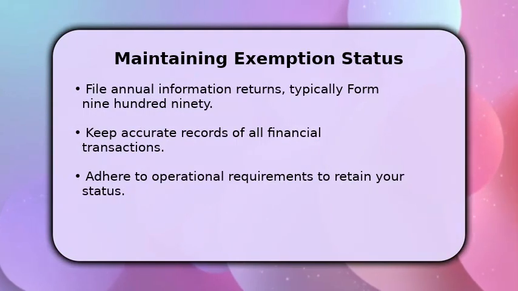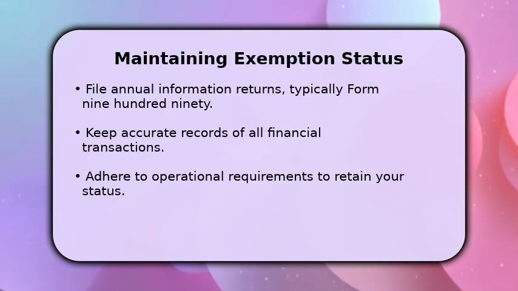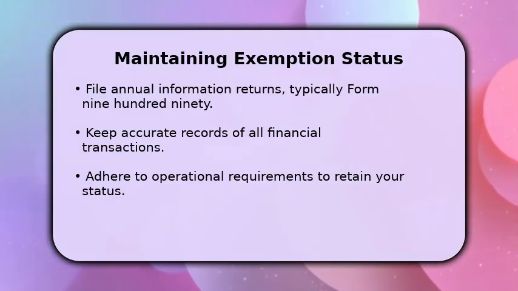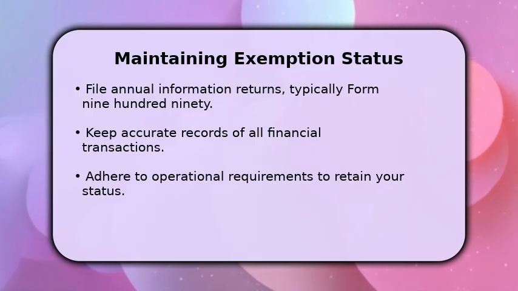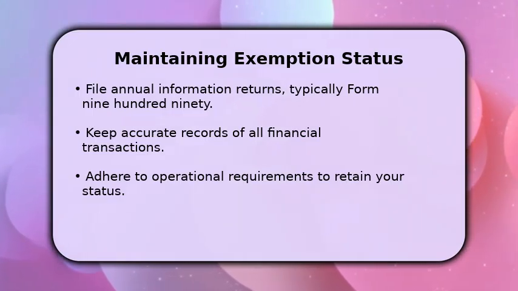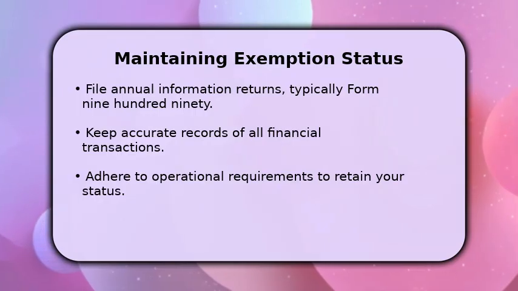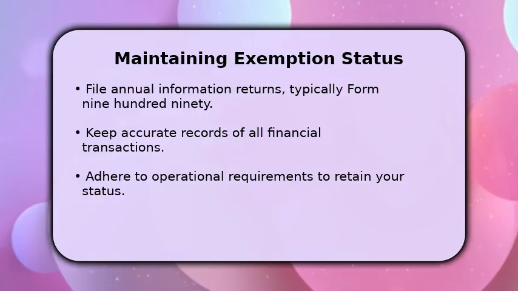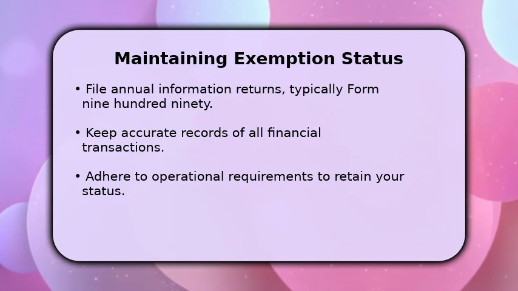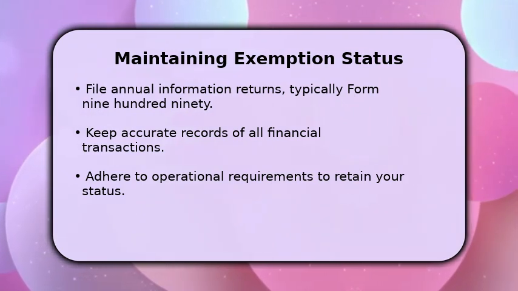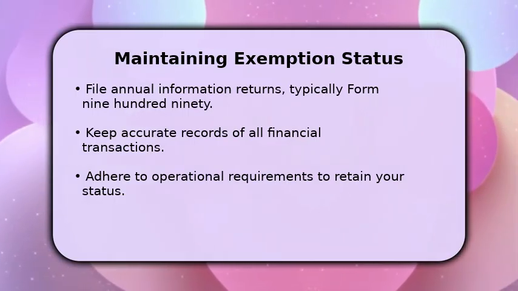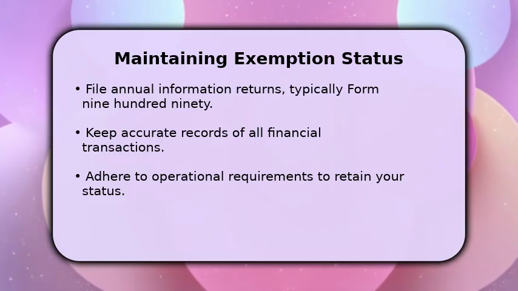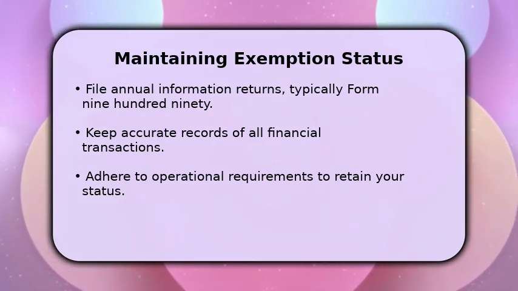After receiving your tax-exempt status, maintaining it is essential. This typically involves filing annual information returns, such as Form 990, with the Internal Revenue Service. You must also diligently keep accurate and complete records of all financial transactions and organizational activities. Adhering to all operational requirements and avoiding prohibited activities are crucial steps to ensure your organization retains its valuable tax-exempt status indefinitely.